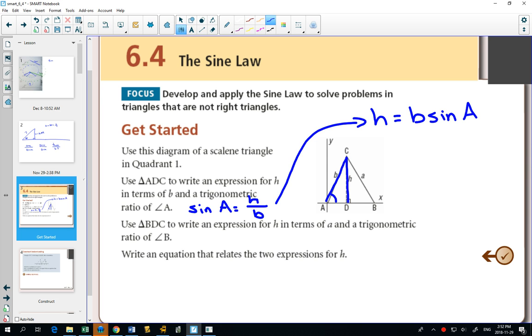In the second bullet, it says use the other triangle, so switch colors here, and get angle B, here's angle B, in terms of H and side A. Sine, cos, or tan, what would you use? Sine again. So you would have sine of B is equal to H over A. And if you get H by itself by multiplying both sides by A, you get A sine B equals H.